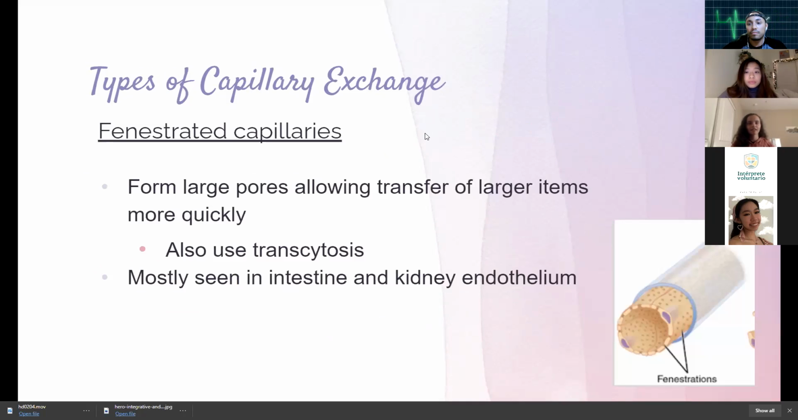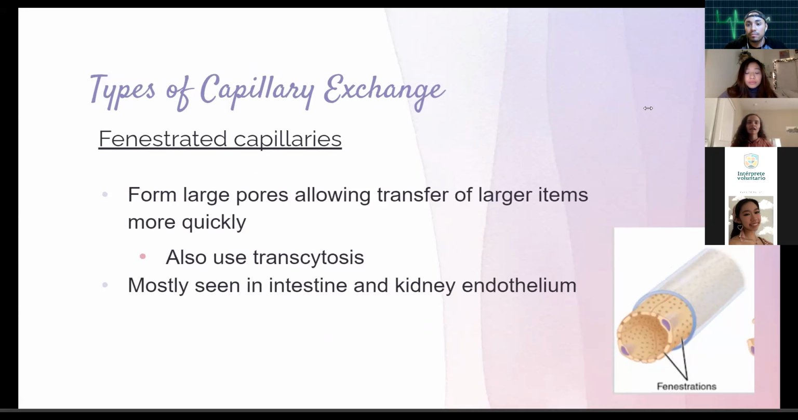Moving on. So the second type of capillary exchange is going to be through fenestrated capillaries. And this is mostly seen in the intestines and the kidney. So this is a form of transcytosis, but what we see is that the endothelium has these large pores that are created. This allows for larger items to pass through. So it is transcytosis, but it's localized to the intestines and the kidney mostly.